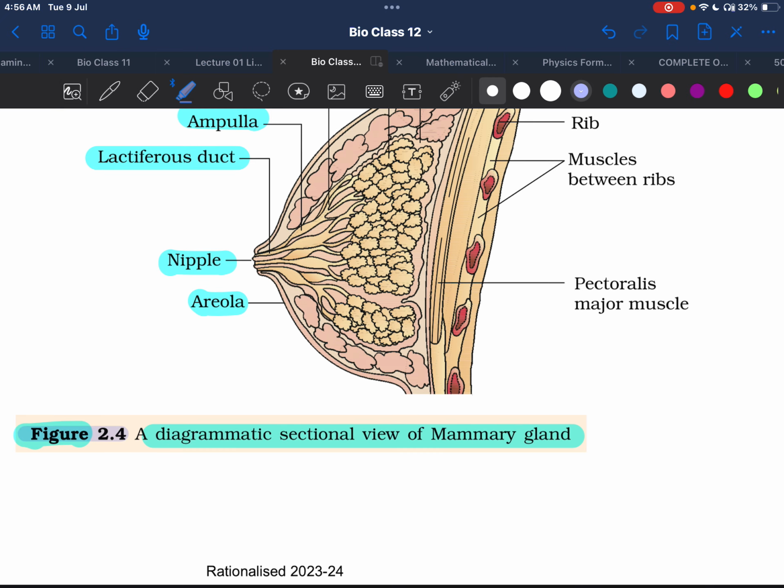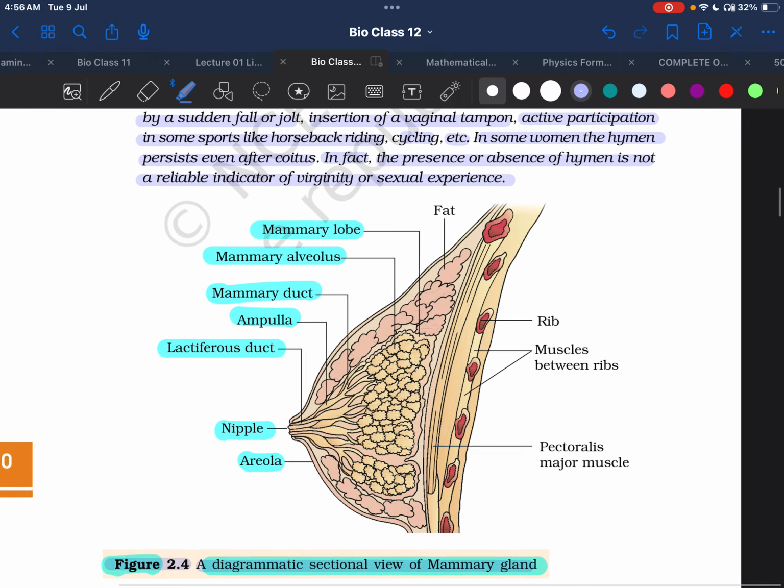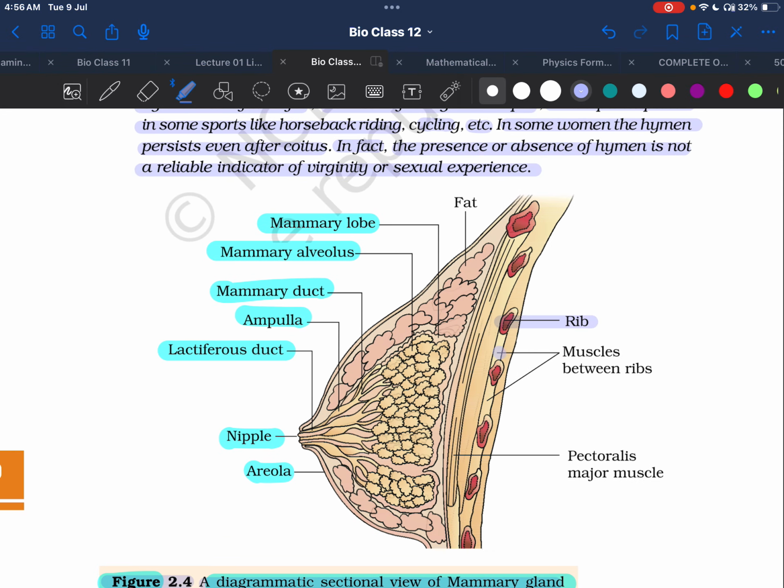Figure 2.4: Diagrammatic sectional view of the mammary gland: rib, muscle between ribs, pectoralis major muscle, fat, mammary lobe, mammary alveolus, mammary duct, ampulla, lactiferous duct, nipple, areola.